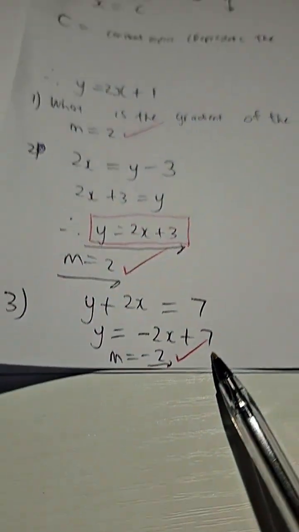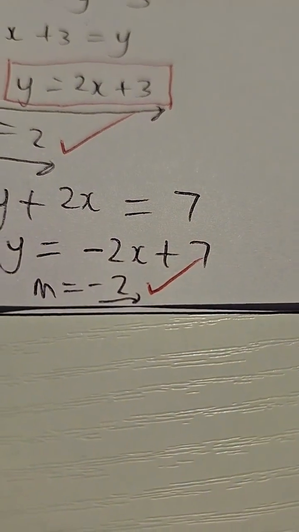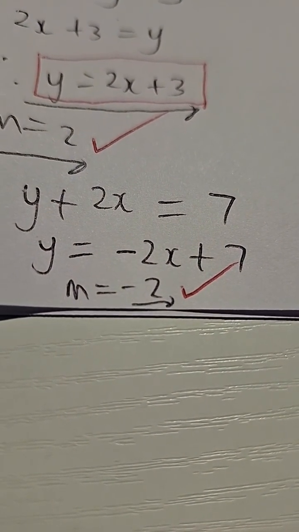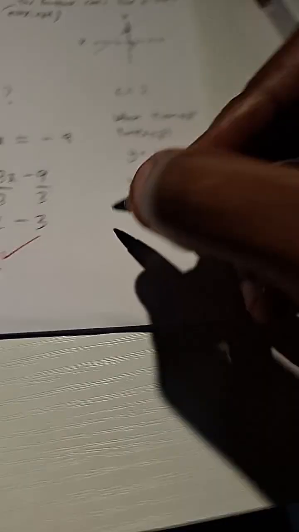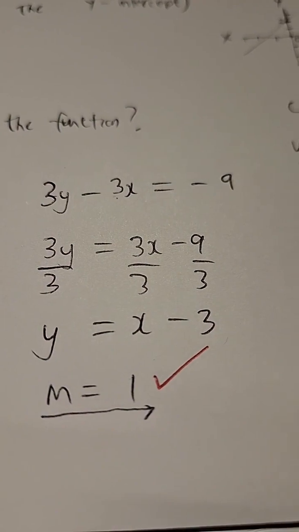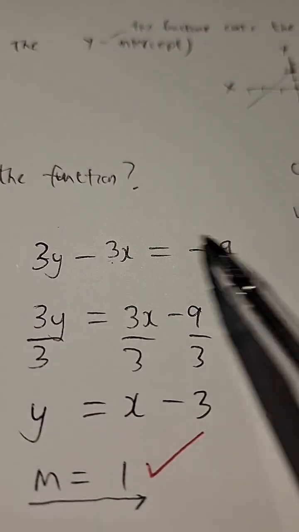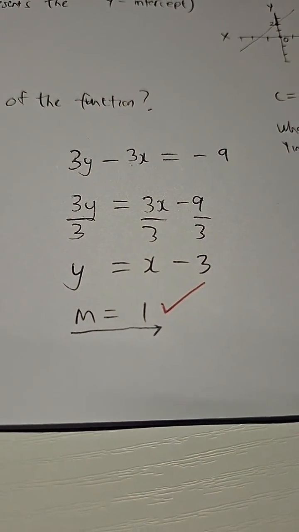What about this one? If I asked you what is the y-intercept for y is equal to negative 2x plus 7, what would be the y-intercept here? Okay, thank you so much, 7. Then last but not least, since you guys are on a roll, what would you say is the y-intercept for this particular function? Okay, you guys get the point.